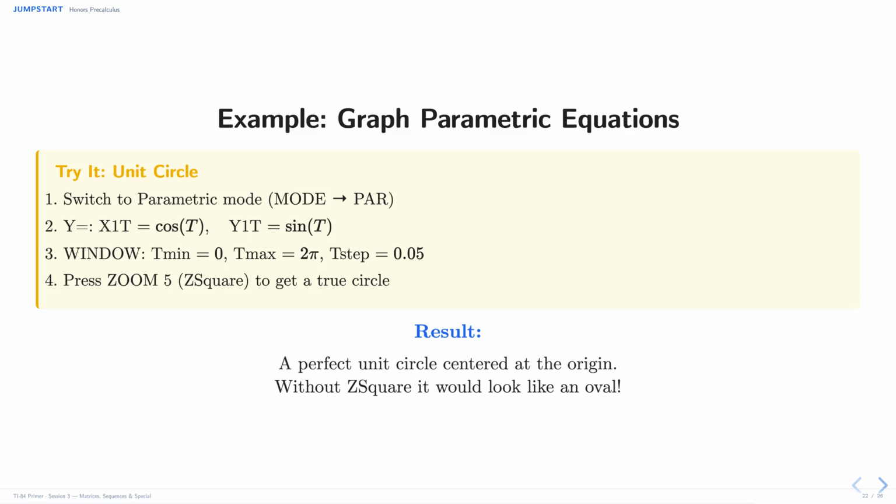For our example, let's graph the unit circle using parametric equations. Switch to parametric mode and set X1T to cosine of t and Y1T to sine of t. Set the window for t from 0 to 2 pi and press Graph. You should see a perfect unit circle centered at the origin. If you forget to use ZSquare, it may appear as an oval instead of a circle.